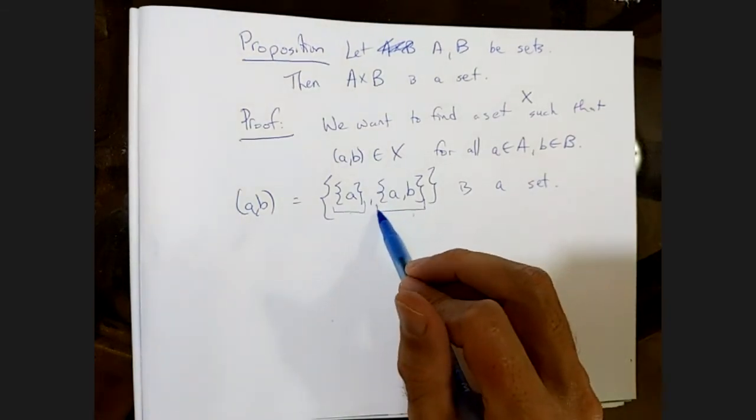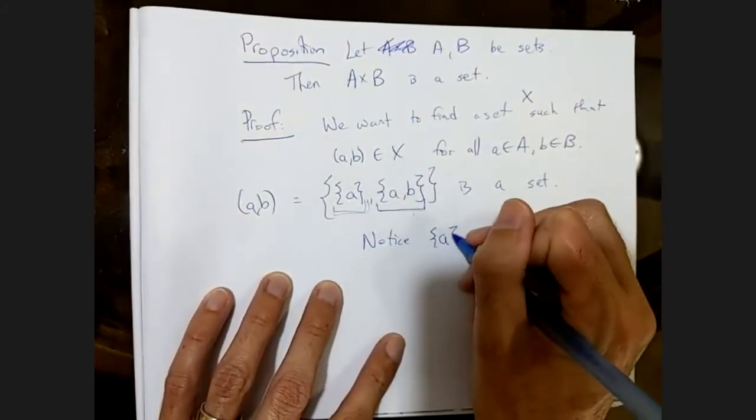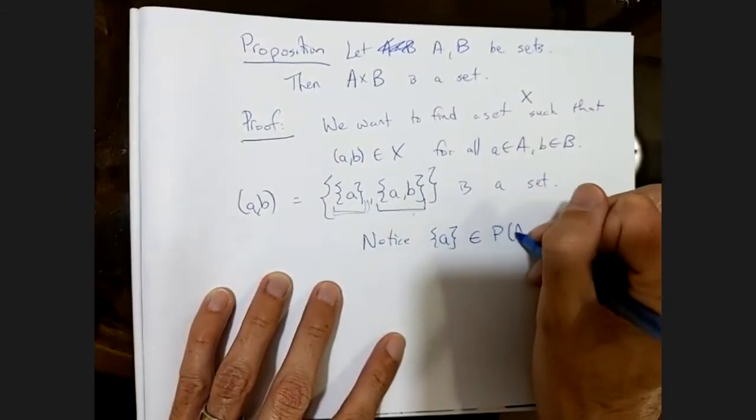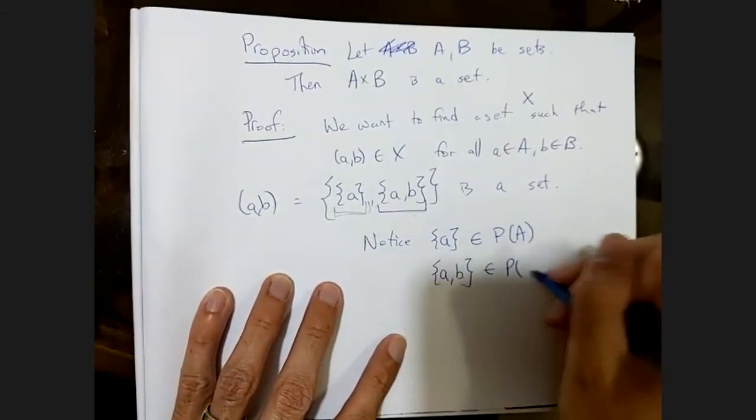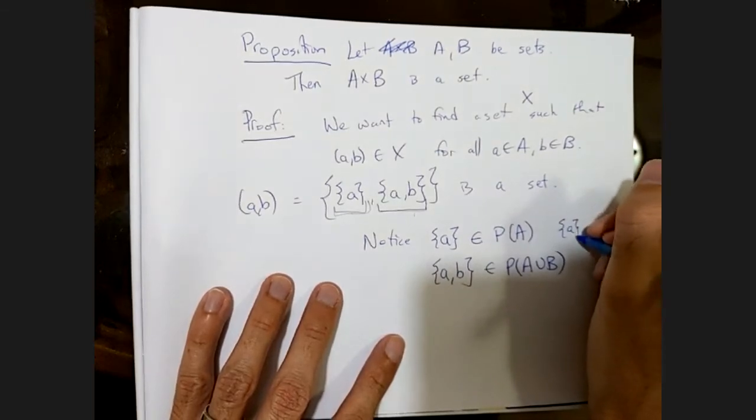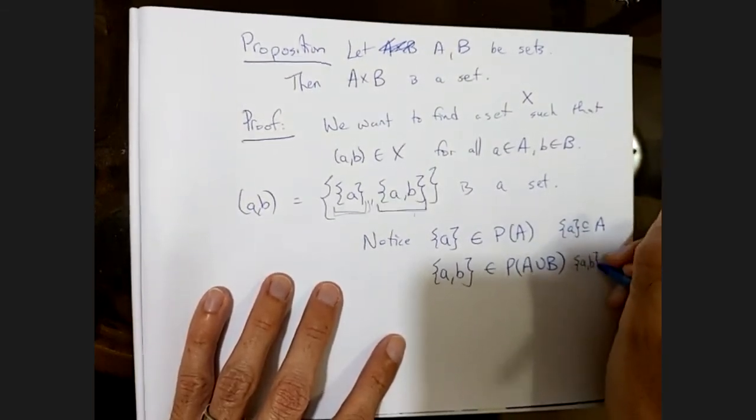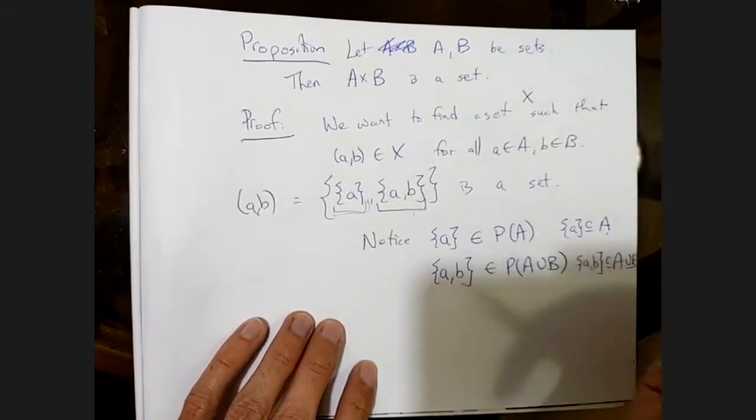Okay, so let's think about where these elements live. Notice this is an element of the power set of A, and A comma B is an element of the power set of A union B. Why is that? Well, that's just because the singleton of A is a subset of A, and the unordered pair is a subset of A union B. And subsets correspond to elements of the power set.